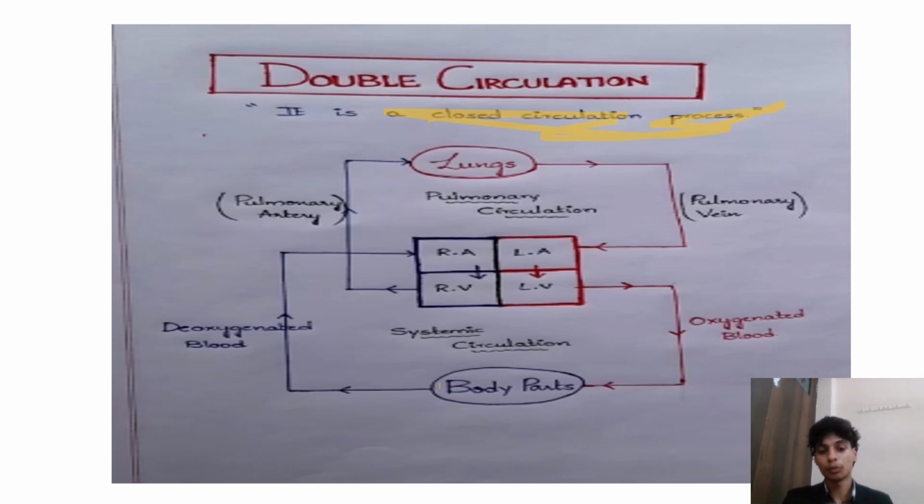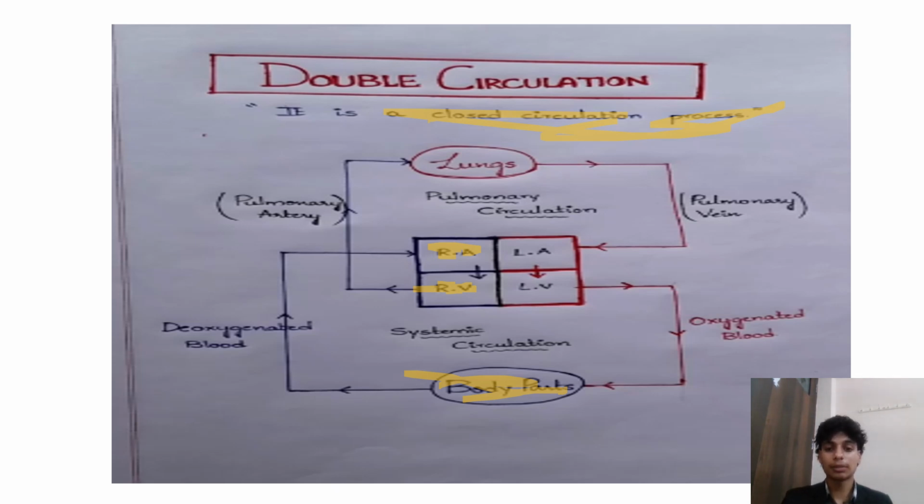First of all, the blood from the body parts goes to the right atrium, and this is deoxygenated blood, and from the right atrium it goes to the right ventricle. From the right ventricle it goes to the lungs by means of the pulmonary artery. And let me tell you, the pulmonary artery is the only artery which carries deoxygenated blood. And from the lungs, it goes to the left atrium. And this is the oxygenated blood. And the pulmonary vein is the only vein which carries oxygenated blood.